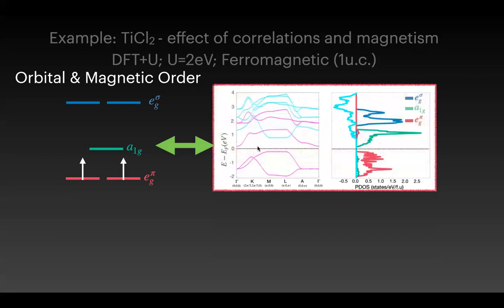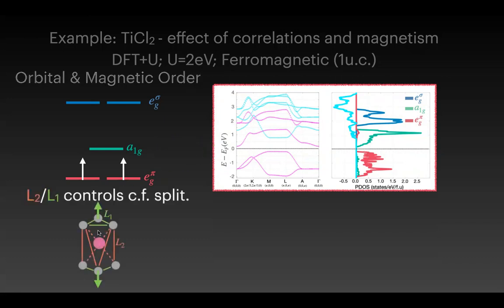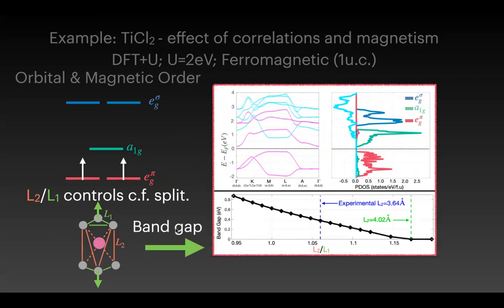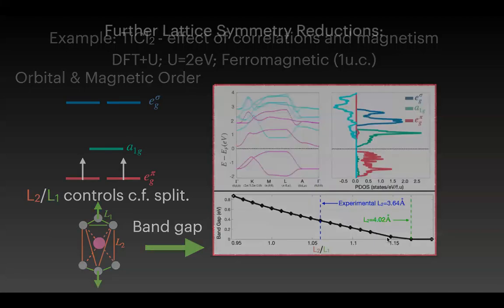And so this is in the absence of spin-orbit coupling, of course. So the bands look like this. So you have these EG states in one spin channel, basically filled, so half filled overall. And you can see this in the projected densities of states as well. And the L2 over L1 controls this crystal field splitting. So you can see here the band gap is controlled by L2 over L1, and you distort it enough, you can actually close it, but it's pretty large distortion.